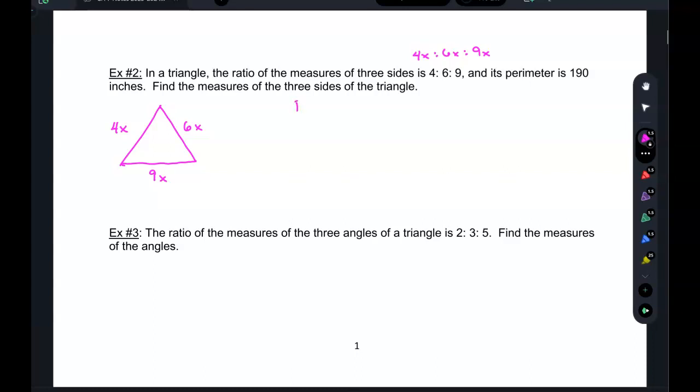So perimeter is 190, and we know when we're finding the perimeter of a triangle, we add those together. So 4x plus 6x plus 9x, which works out nicely. We get 19x equals 190. So x equals 10. That's the common factor between the three of them. So what are the measures of the three sides? And we do have units here. These are sides, so this is inches: 40 inches, 60 inches, and 90 inches.